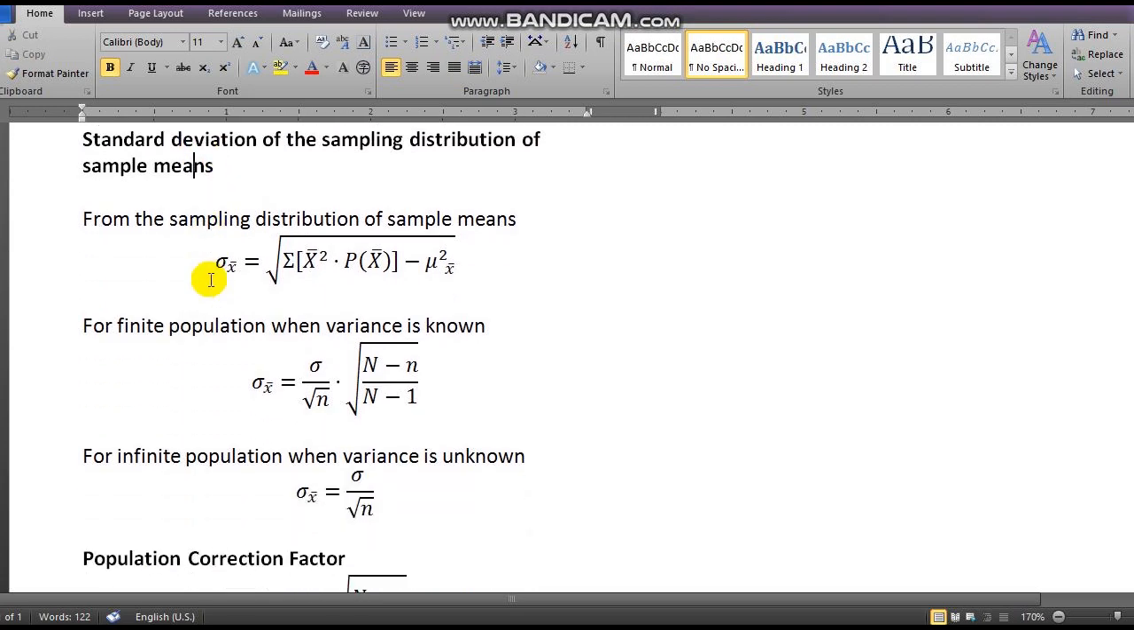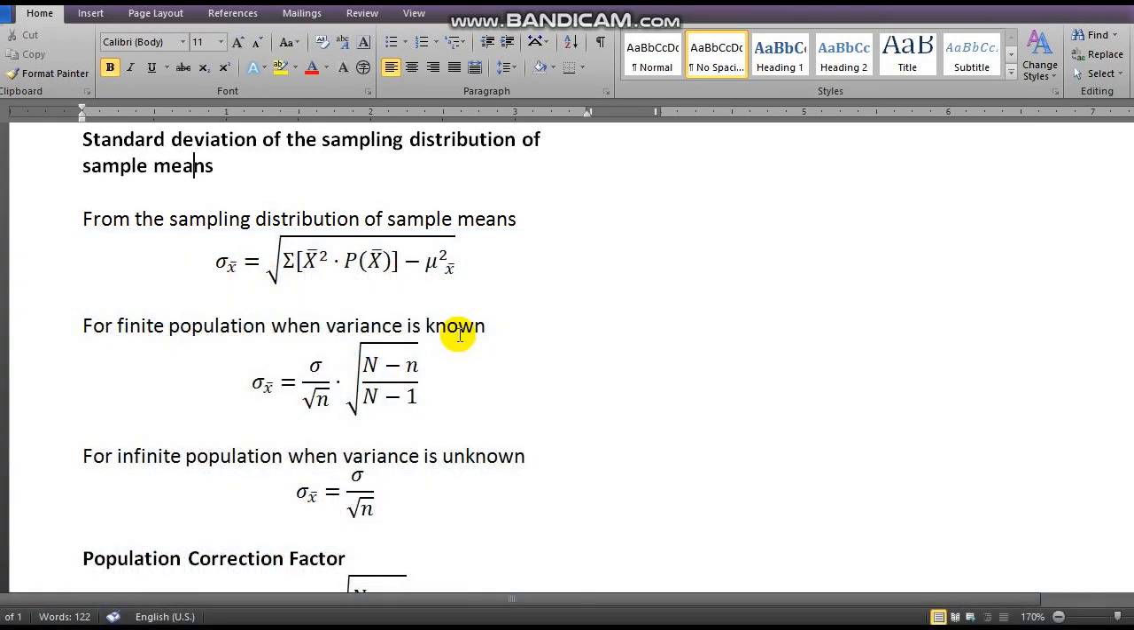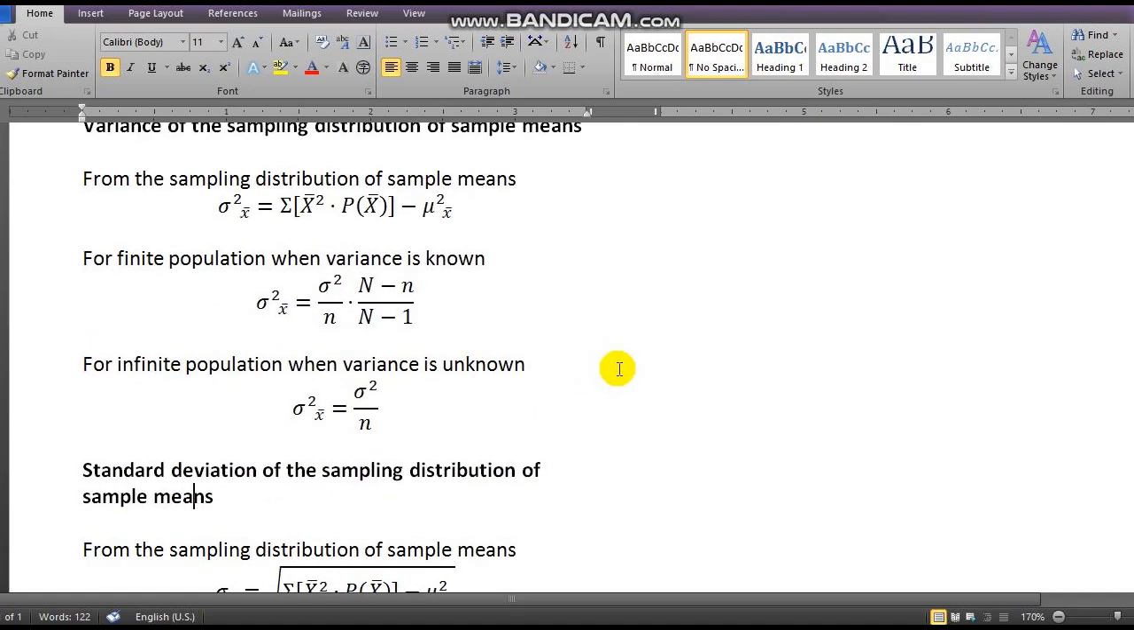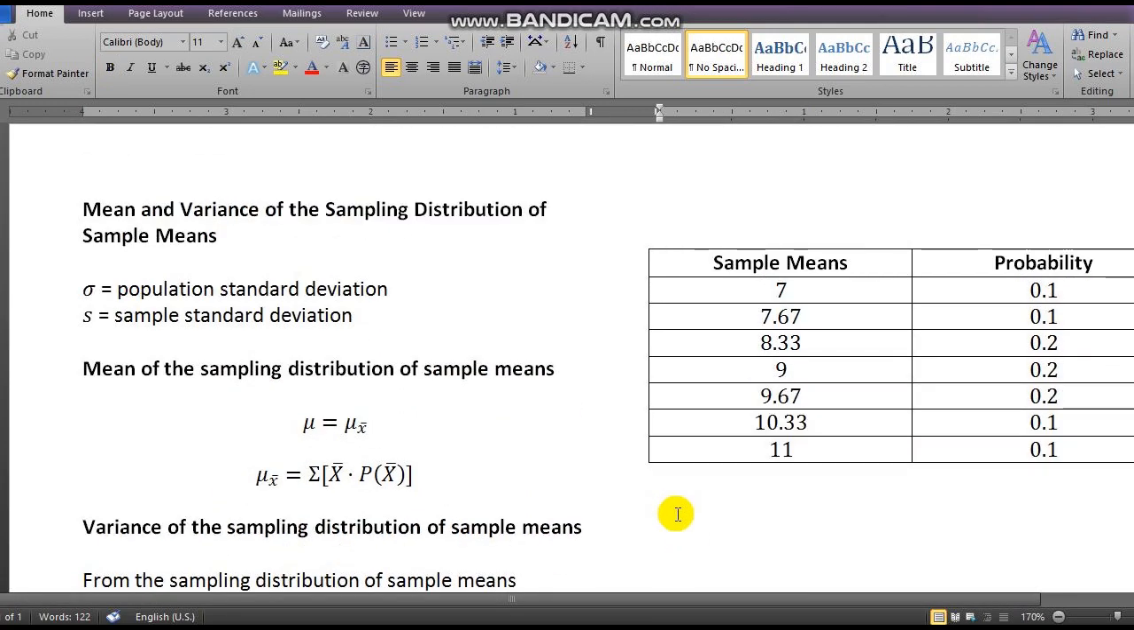The standard deviation basically tells us how these sample means deviate from one another. It is also called the standard error of the mean. This indicates how far a given sample mean is from the population mean. So if we have a sample and we took its sample mean, the standard deviation will tell us how far that sample mean is from the actual population mean. So this basically tells us the standard error: how close or how far can we determine the population mean if we just took one sample? So basically, that's how we go around the mean and the variance.